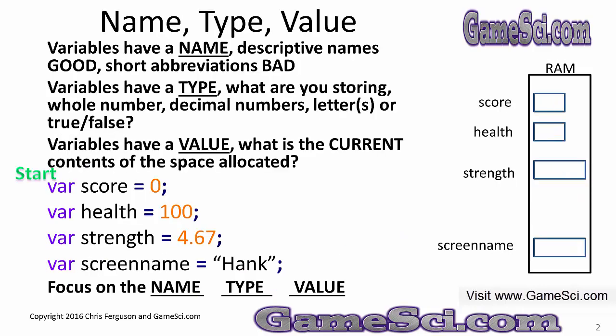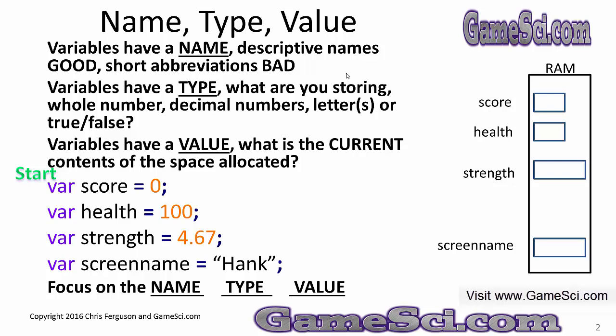Now, when it comes to JavaScript's variables, or any variables in any language, there's three critical things you have to understand: the name, the type, and the value of the variable. All variables have a name. Descriptive names are good. Short abbreviations are bad, right? So a variable name like score is pretty obvious. It's the player's score. A variable name like health is pretty obvious. It's the player's health value.